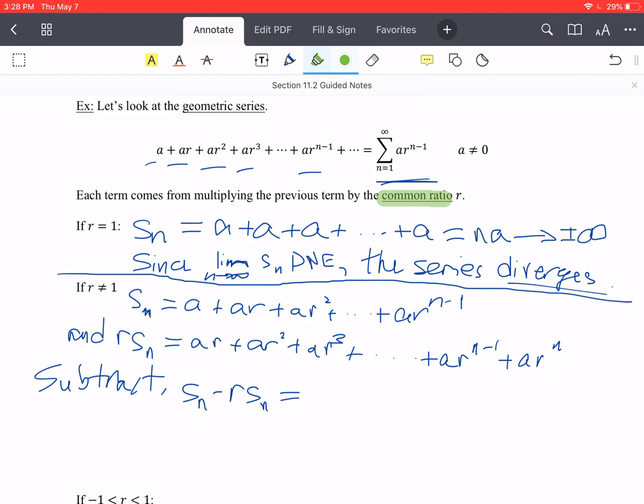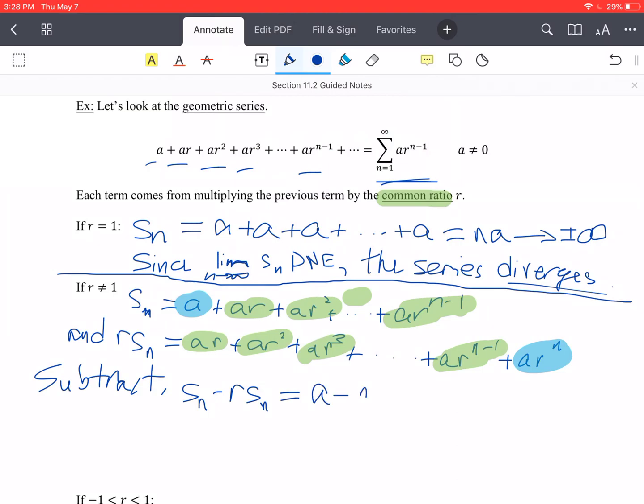Notice that almost all of these terms overlap. So I'm going to have ar minus ar squared, ar squared minus ar cubed, and so on, all the way up to ar^(n-1) minus ar^(n-1). All of those terms are going to cancel with each other, and all we're going to have left, when all is said and done, are just a and minus ar^n. So this is just going to be a minus a times r^n.